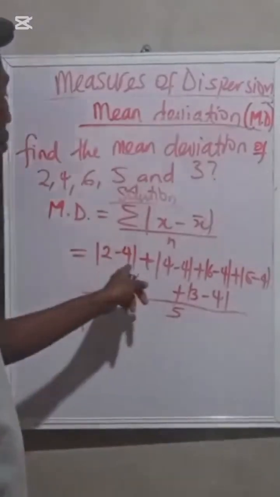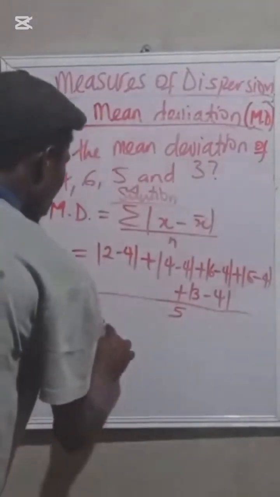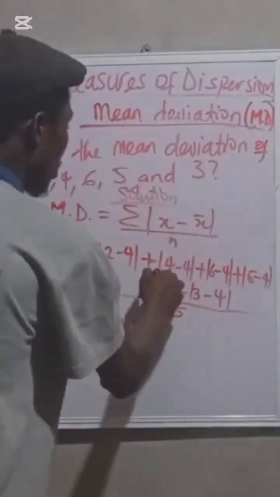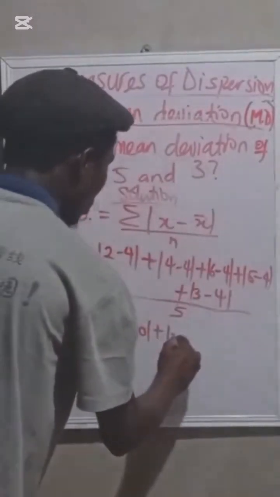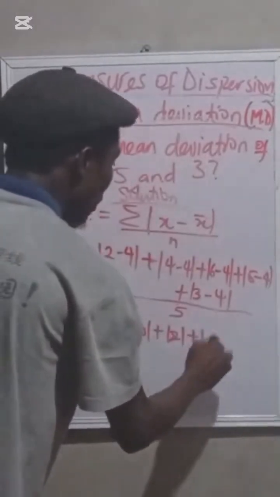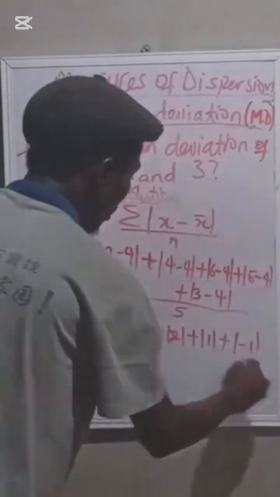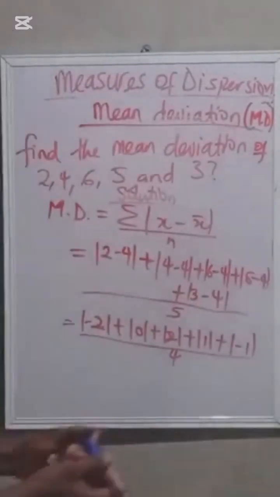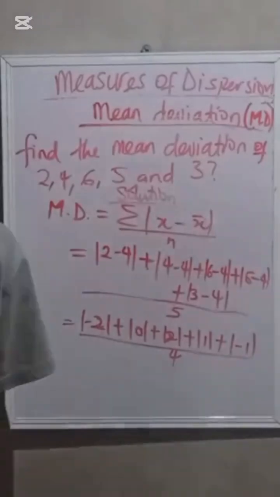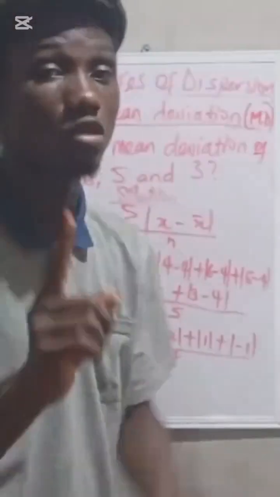So 2 minus 4 gives you minus 2, that is the absolute value of minus 2, plus the absolute value of 4 minus 4, which gives you 0. 6 minus 4 gives you 2, plus 5 minus 4 gives you 1, plus 3 minus 4 gives you minus 1. Everything divided by 5. Now, the function of absolute value is to change a negative number to a positive number.